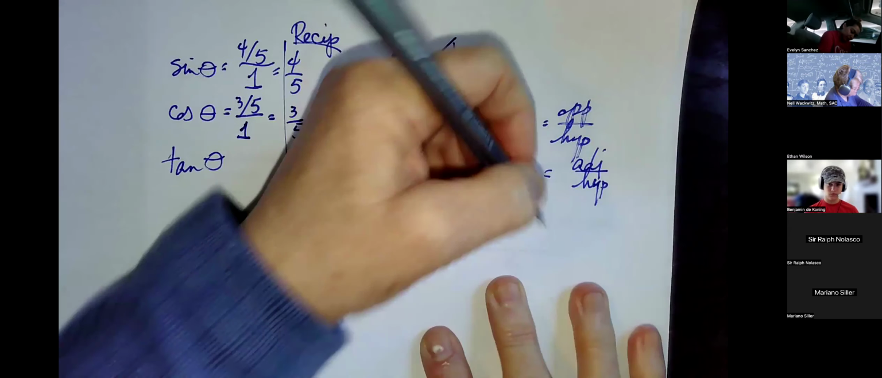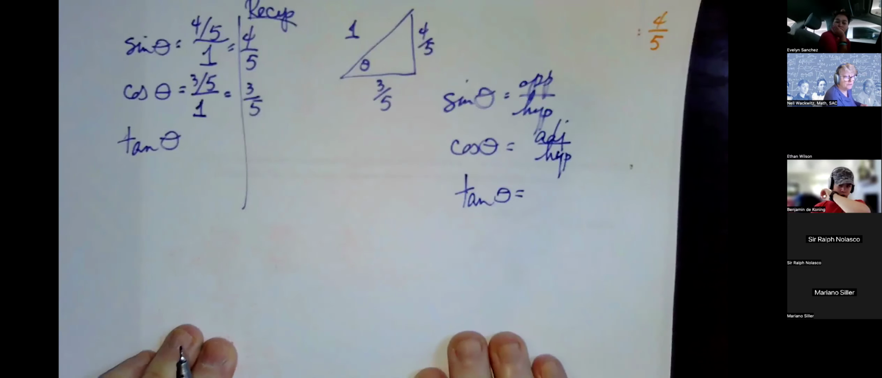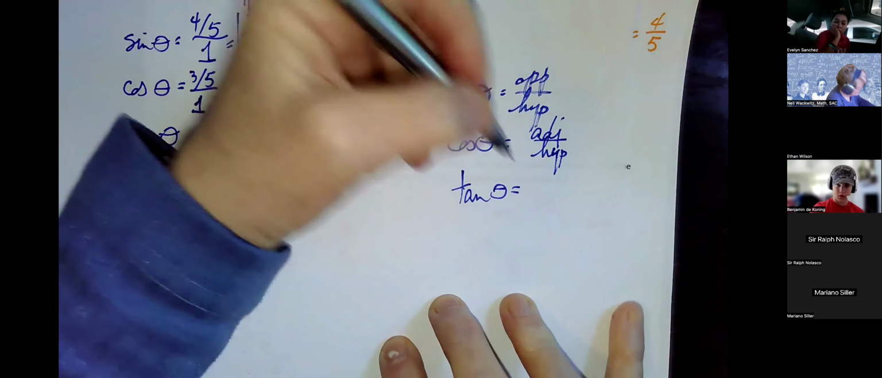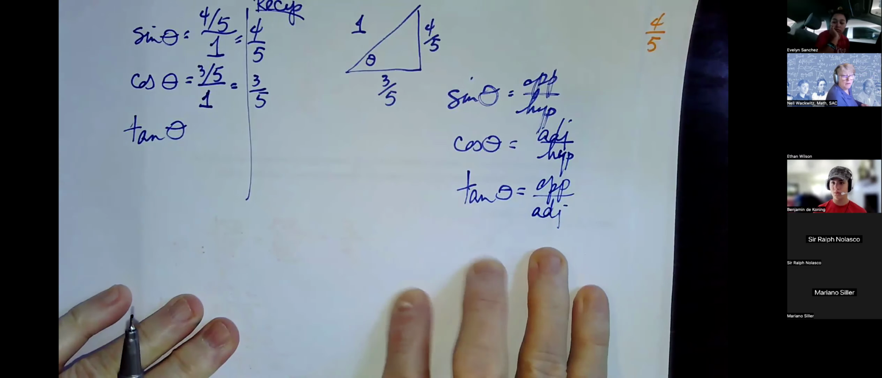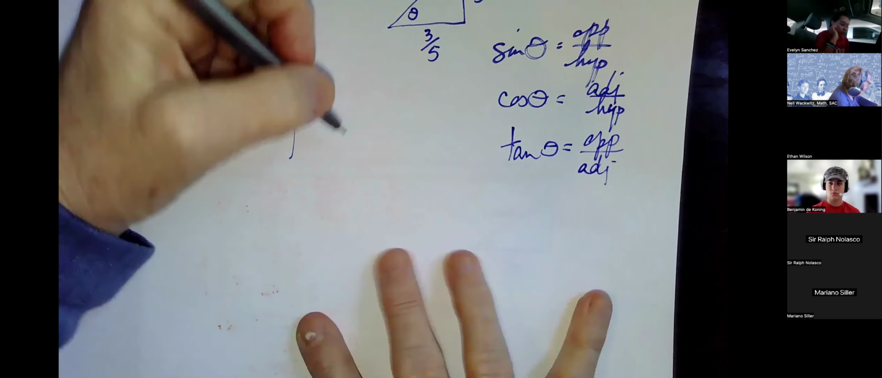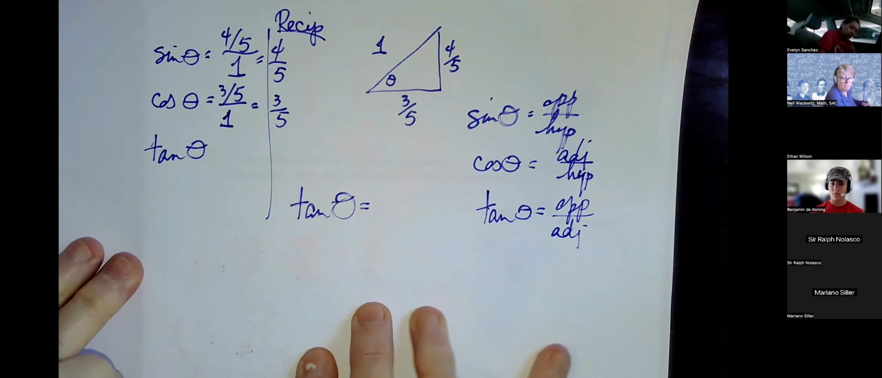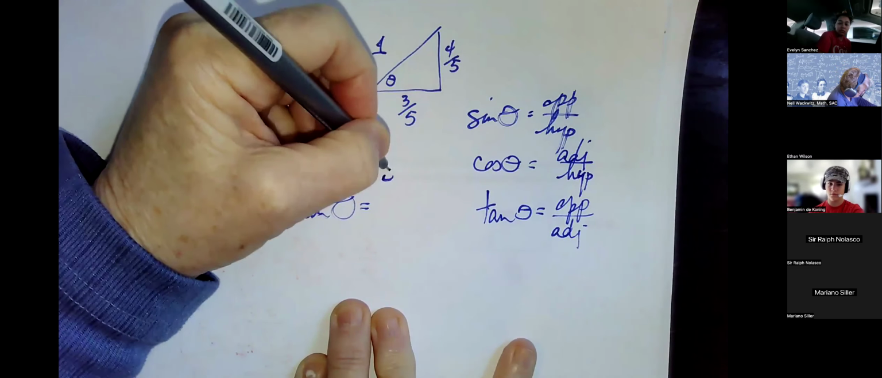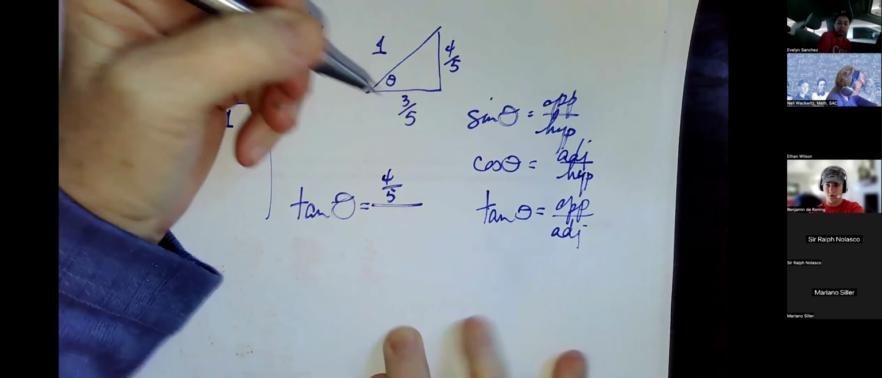And tangent is going to give us a nice opportunity to look at a technique we're going to use when things get really fun. So the tangent of theta is defined to be opposite over adjacent. Beautiful. So I've got tangent theta equals opposite, which is 4/5, over adjacent, which is 3/5.